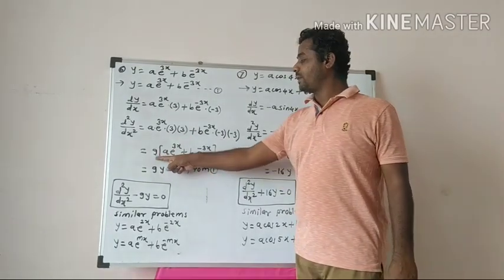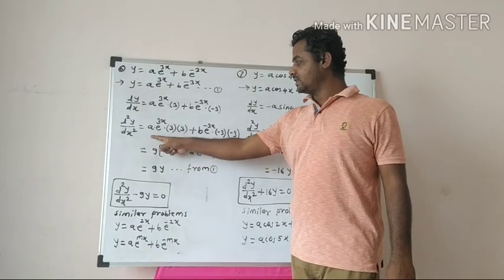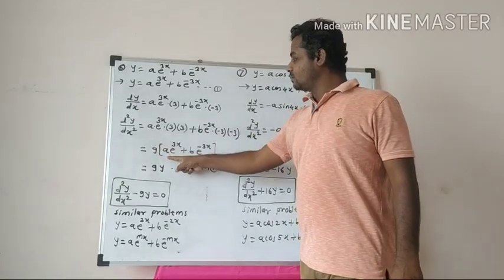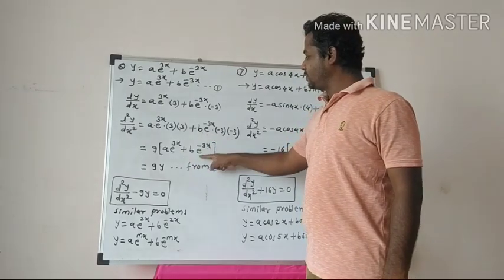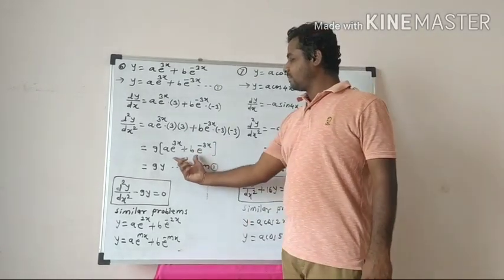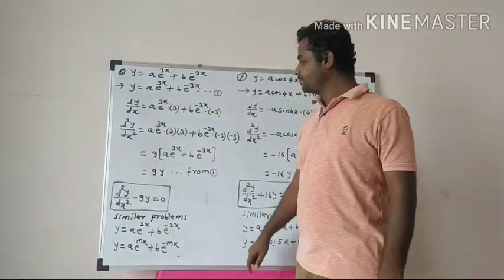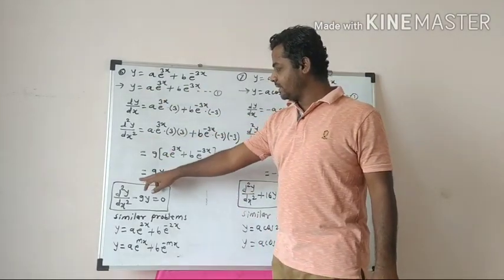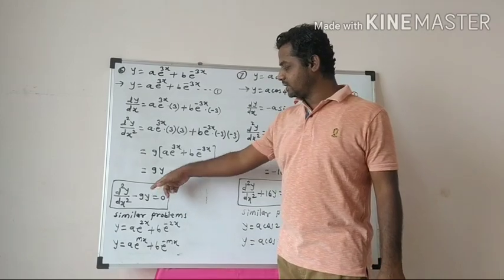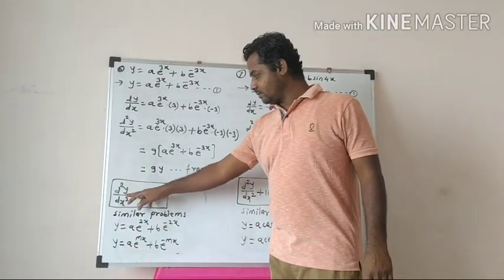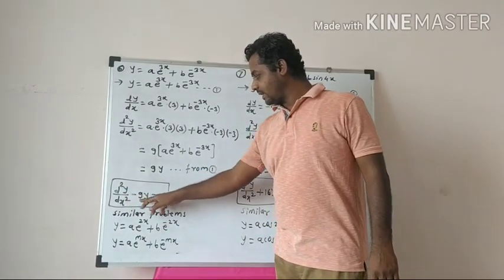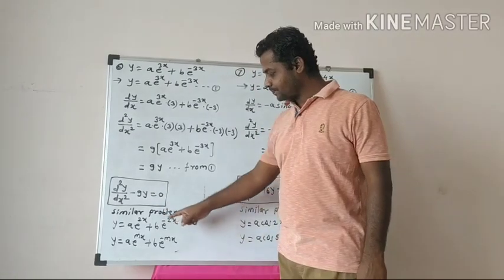So we take 9 common. If we take 9 common, then inside the bracket remains a e raised to 3x plus b into e raised to minus 3x. The bracketed quantity is looking like equation number 1, which is y. So therefore, we got d2y by dx square is equal to 9y. Shift this 9y to the left hand side. So the final answer is d2y by dx square minus 9y is equal to 0.